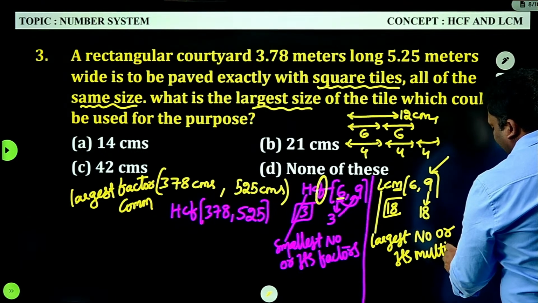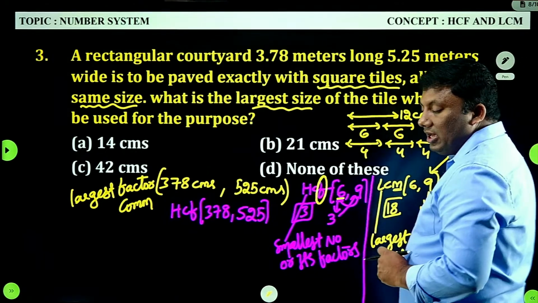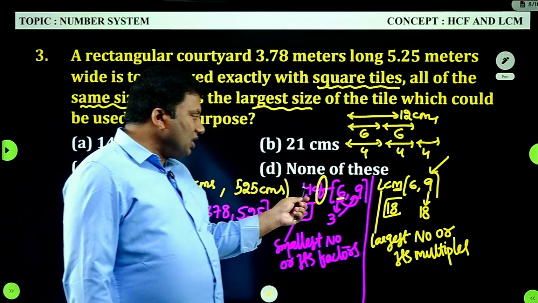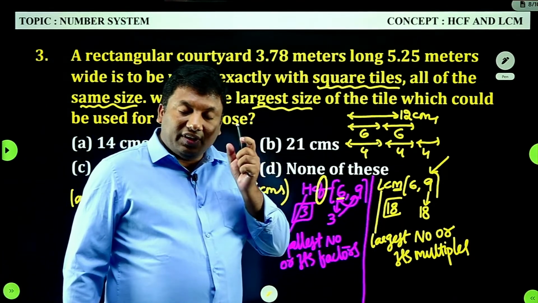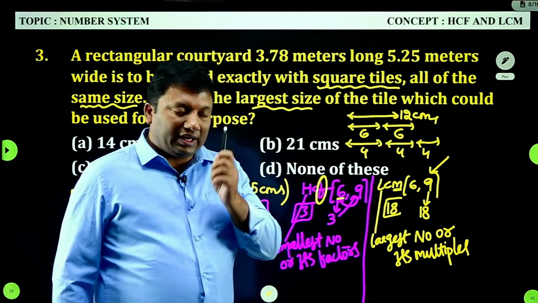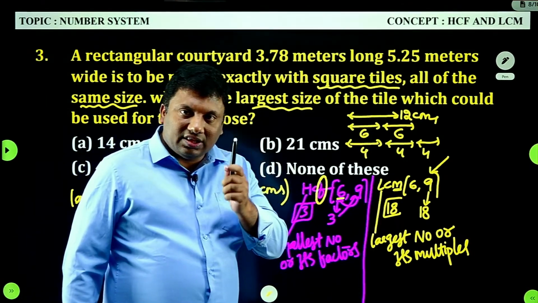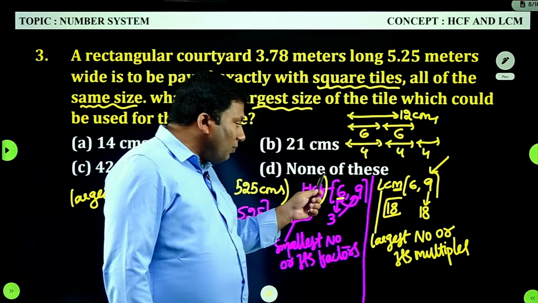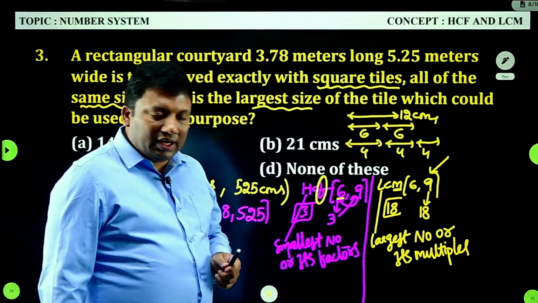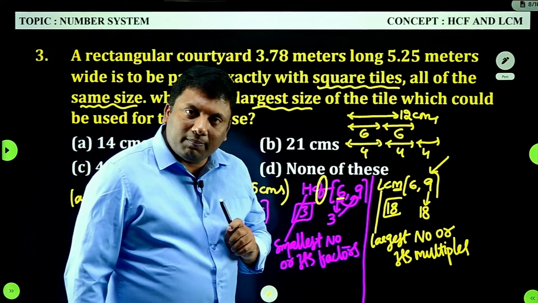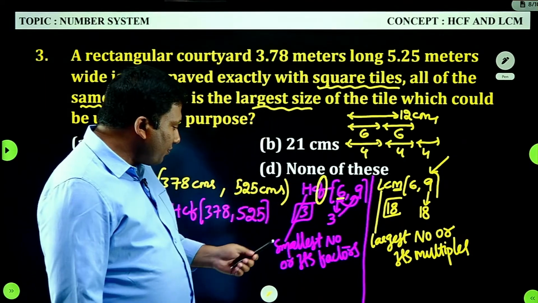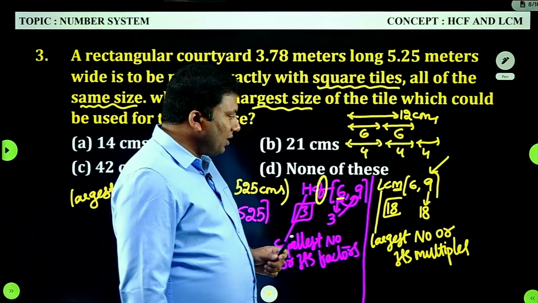I hope the difference between LCM and HCF is very clear to you. Whenever you are finding the HCF of the numbers, HCF definition is highest common factor. Factor is always less than the number. So go to the smallest number. Check whether the smallest number will divide every other number. If it is dividing, the smallest number is the answer. If it is not dividing, take factors of the smallest number.